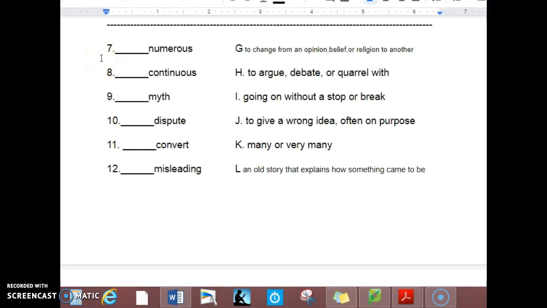Number 7. Numerous. 8. Continuous. 9. Myth. 10. Dispute. 11. Convert. 12. Misleading.